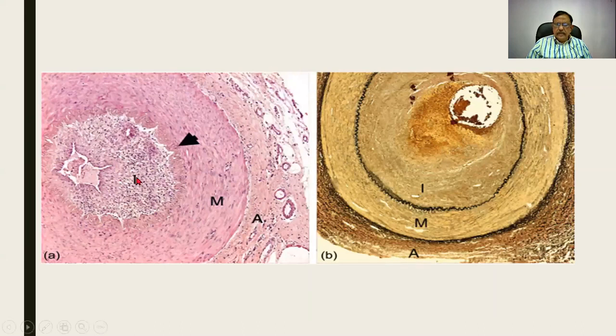And another condition will be that the vessels will be surrounded by lymphocytes and plasma cells. We call it perivascular cuffing, and the lumen becomes obliterated, a condition called obliterative endarteritis. Classical of syphilis, obliterative endarteritis.